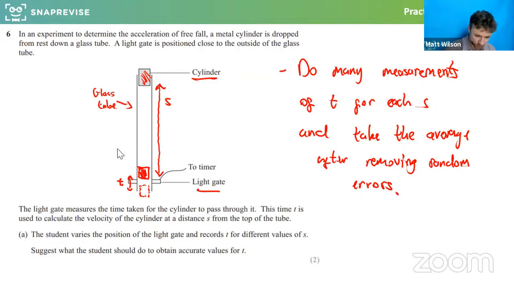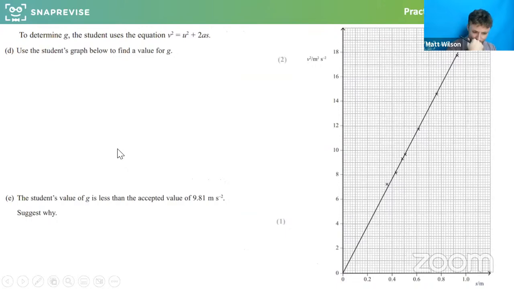Okay, let's do one more. To determine g, the student uses the following equation. I think this is quite a difficult question. Okay, so we have v squared equals u squared plus 2as. You may recognize this from SUVAT.